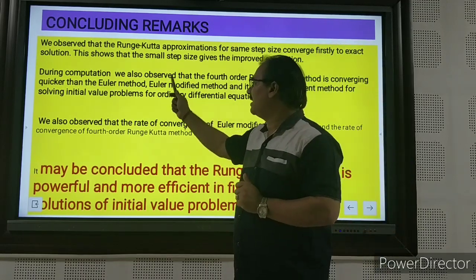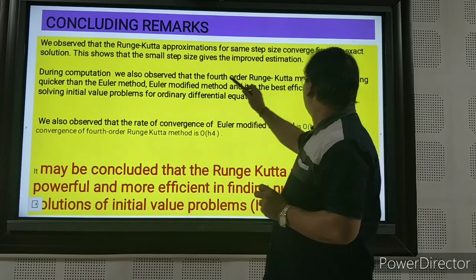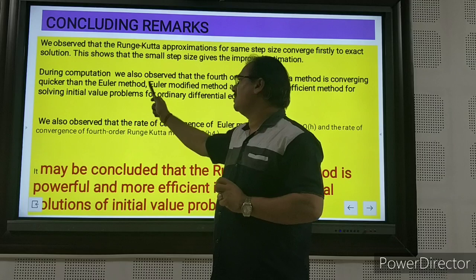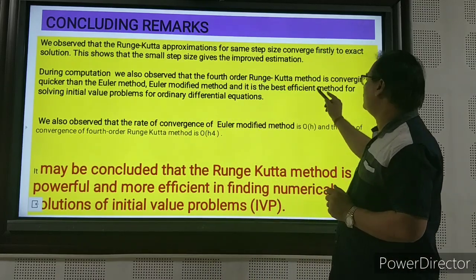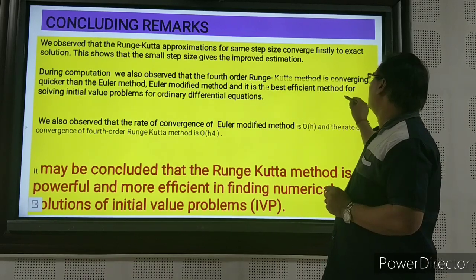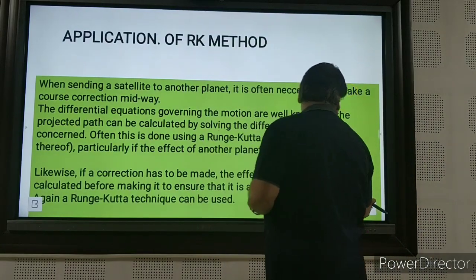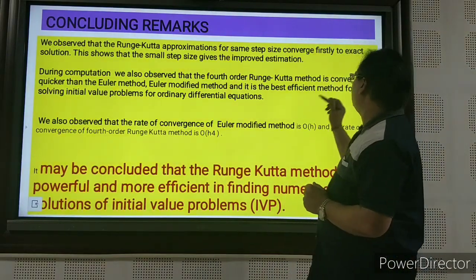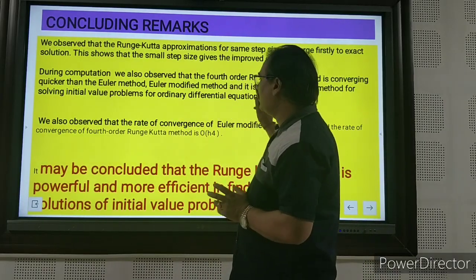During computation, we also observe that the fourth order Runge-Kutta method converges quicker than Euler's method or Euler's modified method, and it is the best efficient method. Just mind it. It is the best efficient method for course correction. Best efficient method for solving initial value problems for ordinary differential equations.